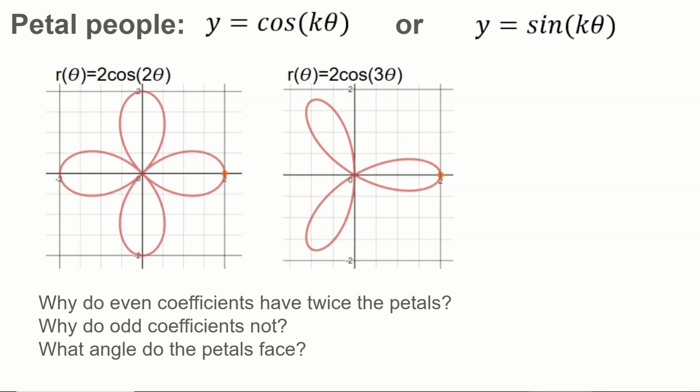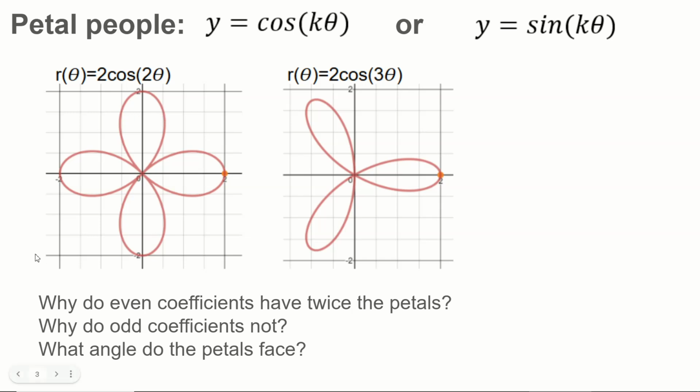Hello everybody. Let's debrief these families of polar curves that you explored in class. So petal people explored curves that looked like cosine or sine of some positive integer multiple of theta. Here's an example of cosine 2 theta and cosine 3 theta. And people noticed that when the coefficient was odd, it exactly named the number of petals. So 3 matches with 3.